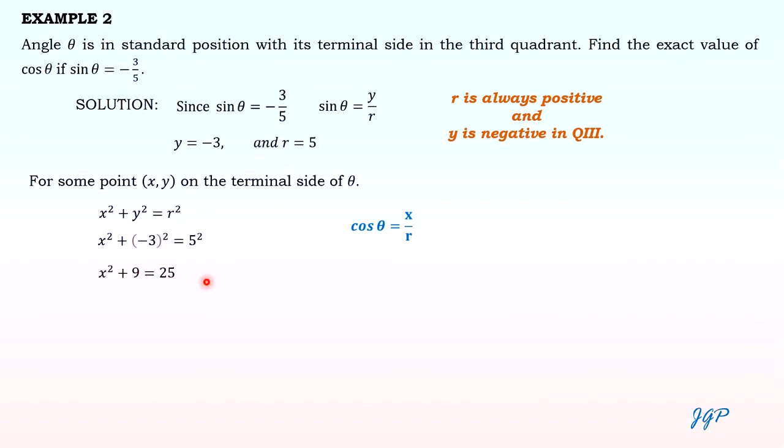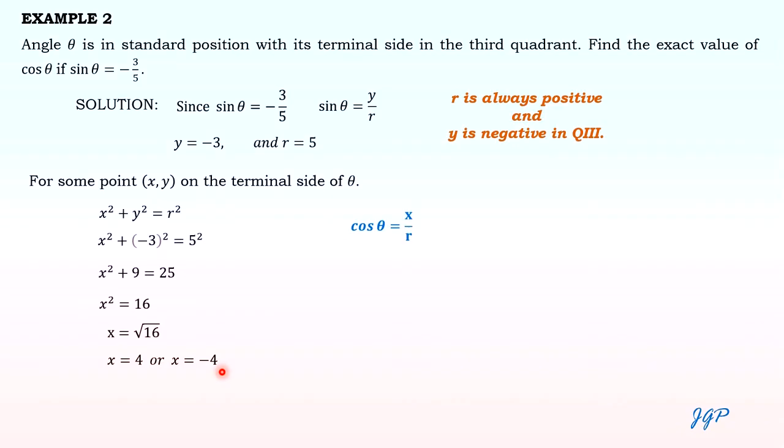So, subtract both sides by 9. So, x squared now is equal to 16. And to find the value of x and eliminate this exponent, which is 2, so i-radical natin both sides. So, x now is equal to square root of 16. And to simplify this one, x now is equal to positive 4 or x is equal to negative 4.